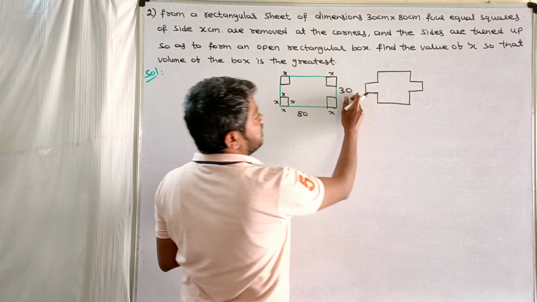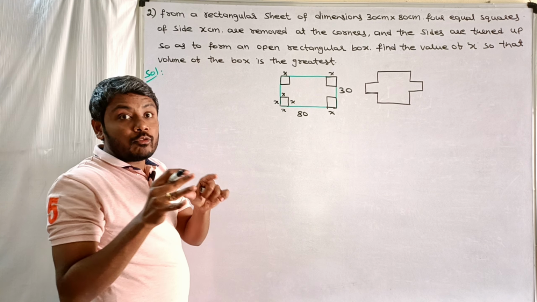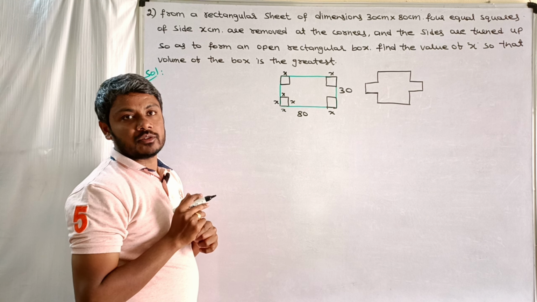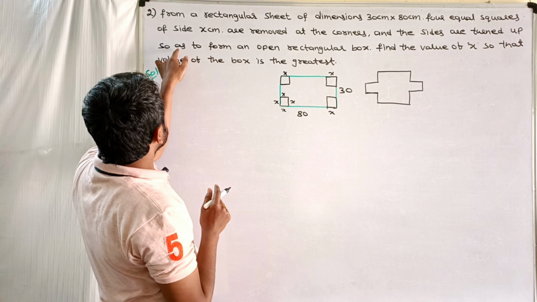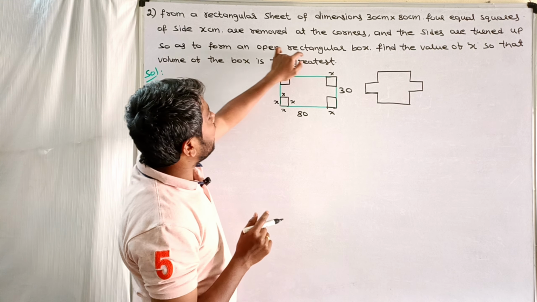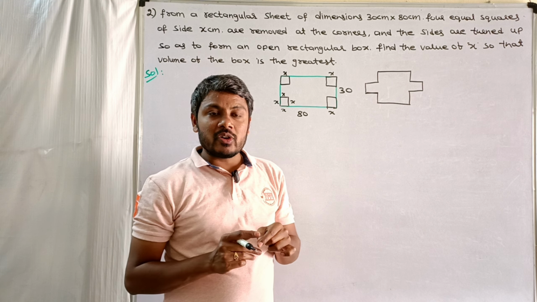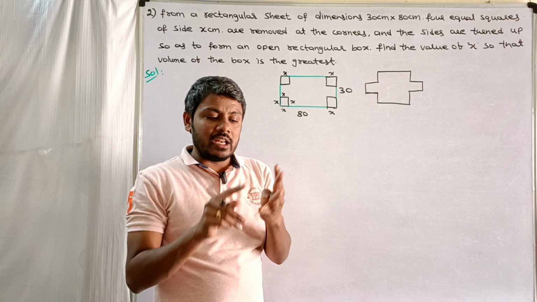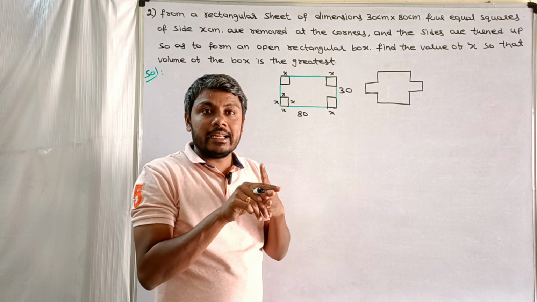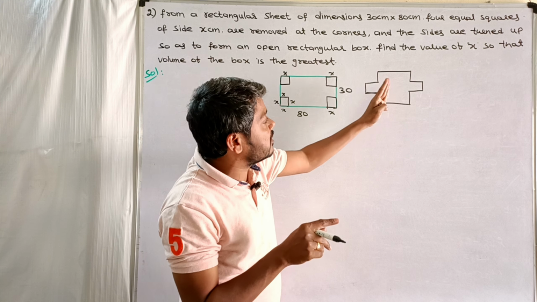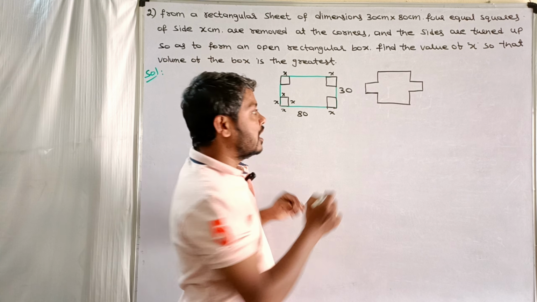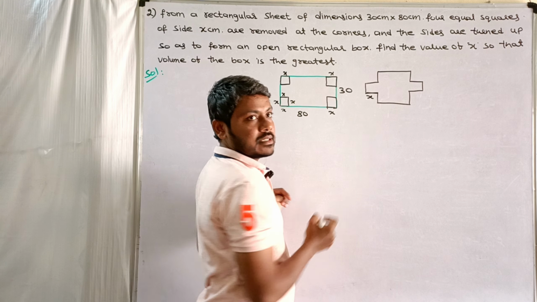So clearly, when the sides are turned up, an open rectangular box is formed. So as to form an open rectangular box, that box has length, breadth and height. How does the height come? When these sides are turned up, we get the height. What does that height become? x.